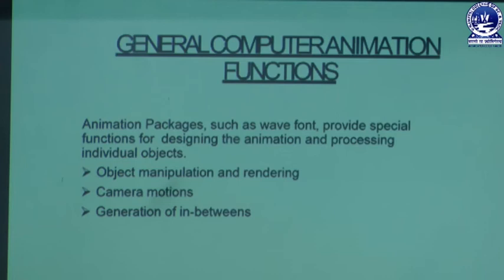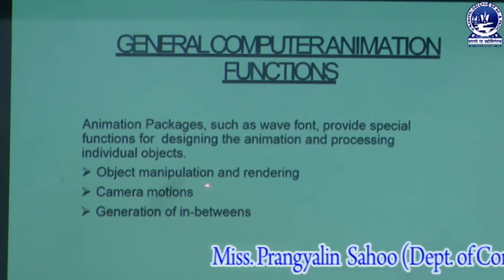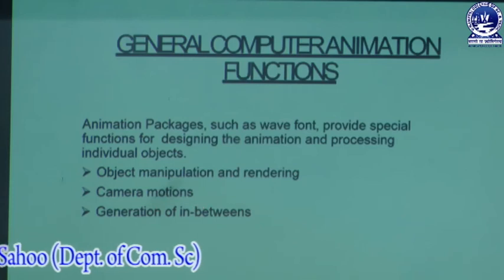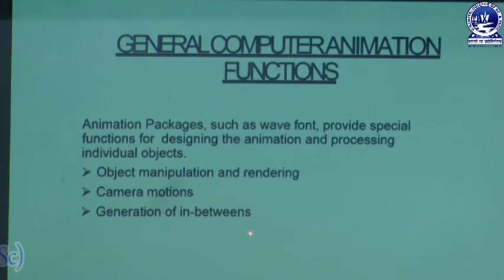Okay. After that, there are different types of functional elements. The general computer animation functions: the first one is the animation packages, such as Wavefront, which provide special functions for designing the animations and processing individual objects. They provide different types of object elements like object manipulation and rendering. Then they provide camera motions. Then they provide the generation of in-betweens.